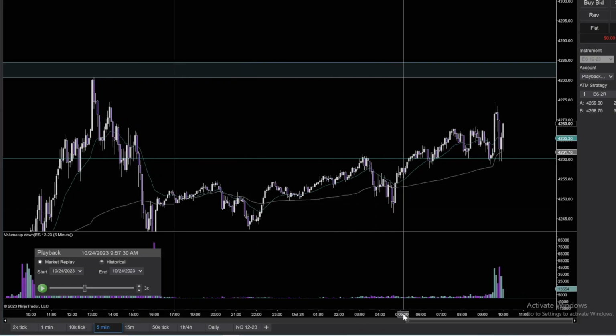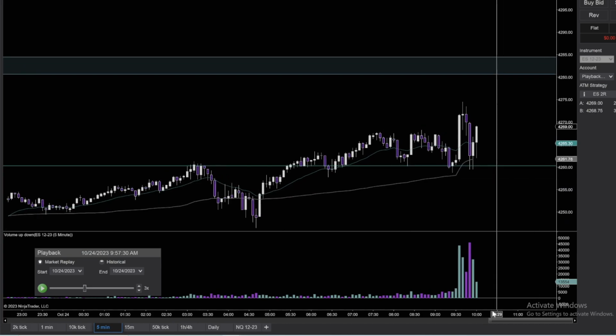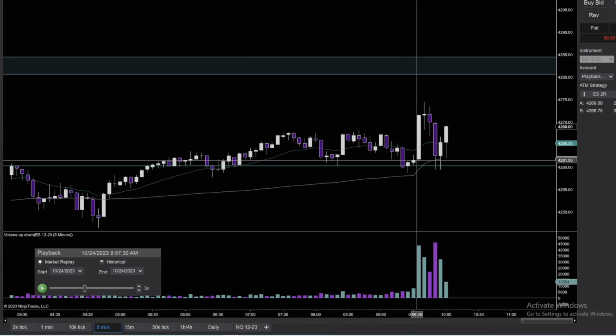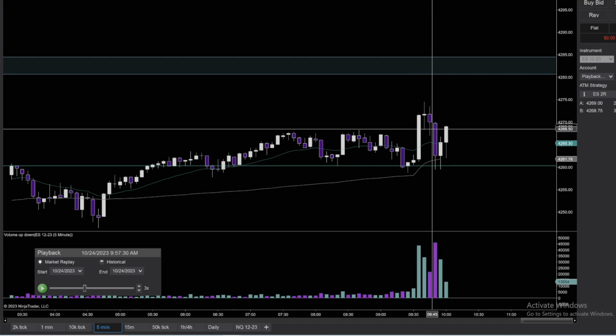Okay, so this is today's price action. So this right here is a 5-minute chart. And let me just go over a little bit of what happened here. So the market opened up. We had a nice strong push to the upside. And then we had a news release that dropped the market down.